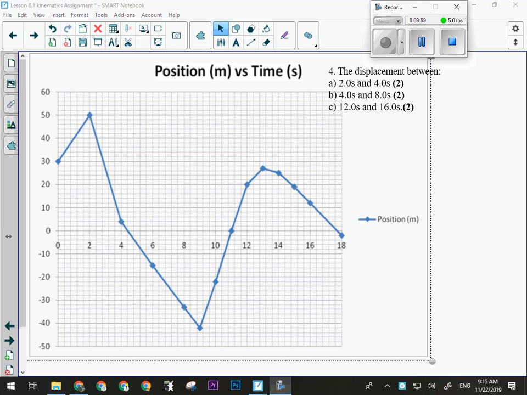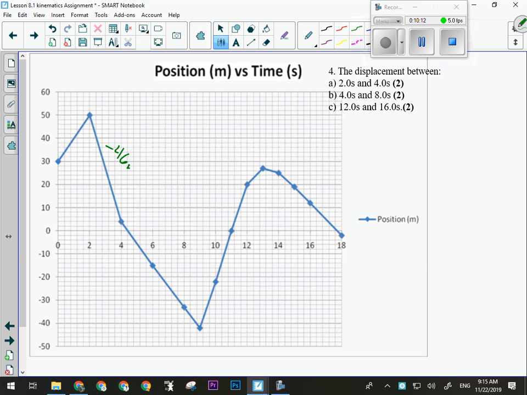All right, so with number 4, again, basically just reading the graph here, between 2 and 4 seconds. Our initial position is 50. Our final position is 4. So our total displacement here is negative 46 meters. Between 4 and 8 seconds, we go from 4 to 33, so we're looking at negative 37 meters for that one.